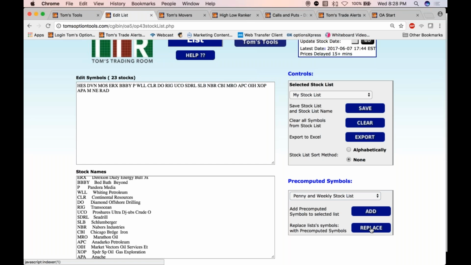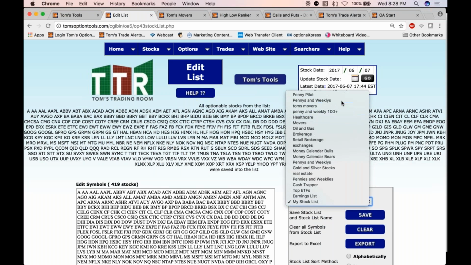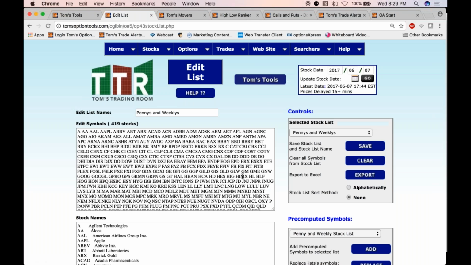So let me go ahead and do that. I'm going to replace what's in here now with 419 optionable stocks that both hit the penny pilot list and trade weeklies. So now I can use my stock list. I actually have one called Pennies and Weeklies that I created, which is the same thing. We're going to scan that list later on. It might be tonight, might be sometime during the month of June. But I want to show you how we set that up.